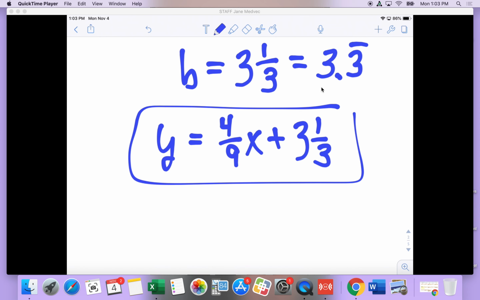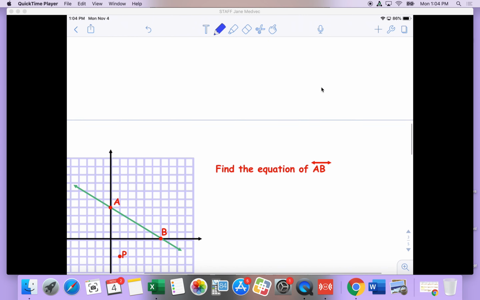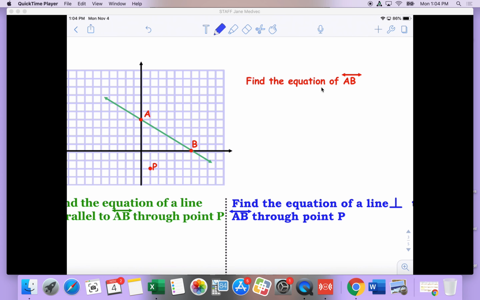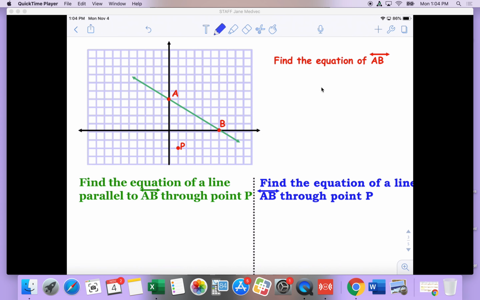Any questions on that? Any questions? Okay, let's keep going. Now, what we're going to do on this one is find the equation for line AB, and then find an equation of a line that's parallel to it and a line that's perpendicular to it. Again, this is huge for ACT questions. This is huge, right?